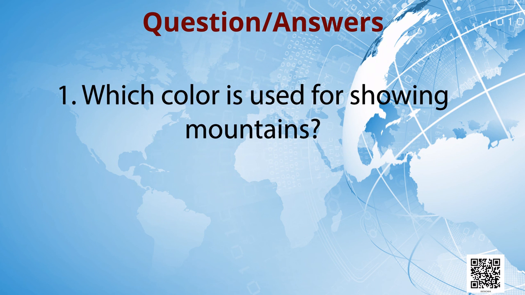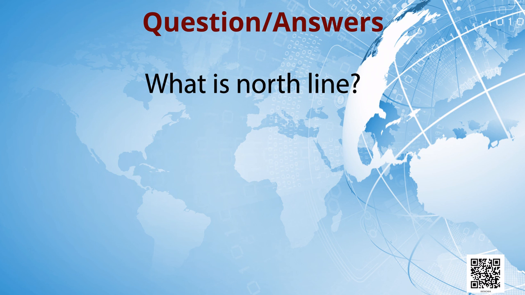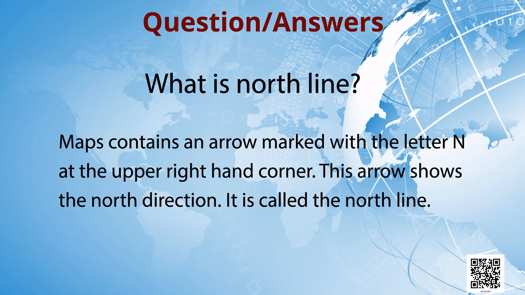So students, now we will discuss our question answers. Students, which color is used for showing mountains? Answer is brown. Students, what is the north line? Answer: maps contain an arrow marked with the letter N at the upper right hand corner. This arrow shows the north direction. It is called the north line.